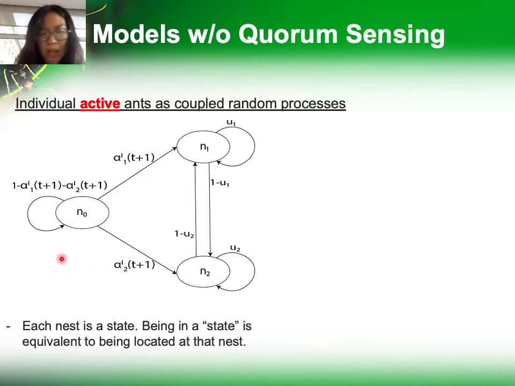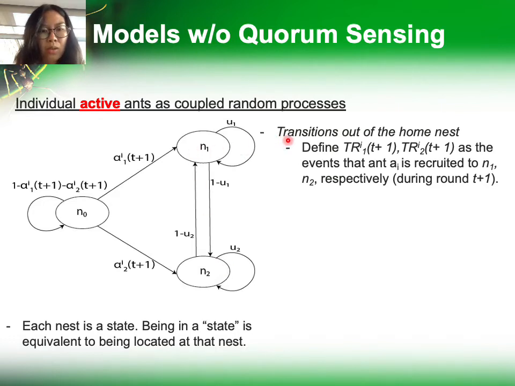In this work, we refer to each nest as a state. Being in a state is equivalent to being located at that nest. As you can see here, first we model a two-nest environment where N0 is the original home nest that the ants will move out of, and N1 and N2 are the candidate nests, two of them in the environment, each having a different quality. In our work, nest N1 is of a higher quality than nest N2.